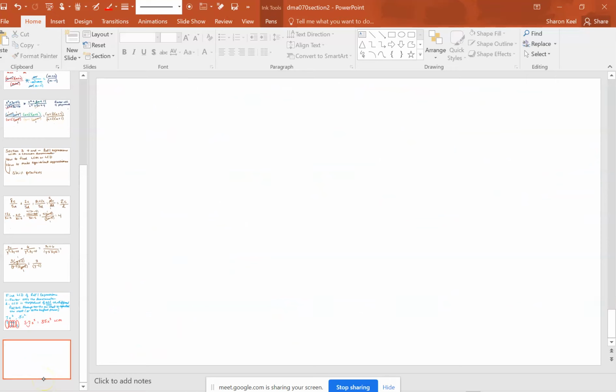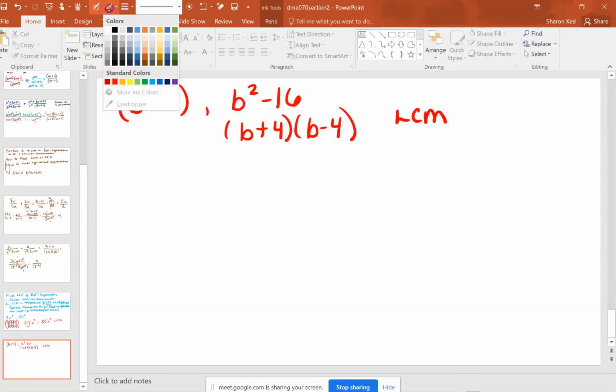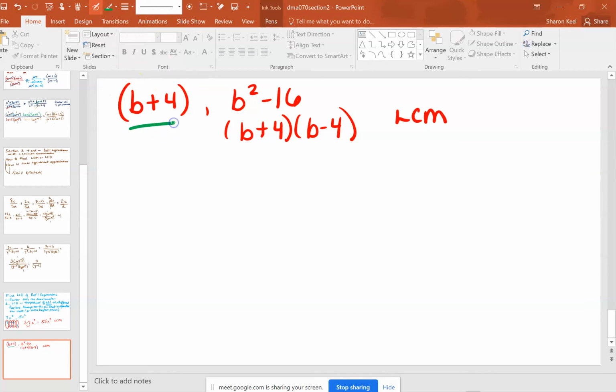If I have a denominator of, let's say the first one is b plus 4, and the second one is b squared minus 16. This can be factored. It can be factored into b plus 4 and b minus 4. So if I'm looking at these and comparing them, my least common multiple, both of them have one b plus 4. That's the most they have, so we only use one b plus 4. The second one also has a b minus 4, so we're going to use both of those.